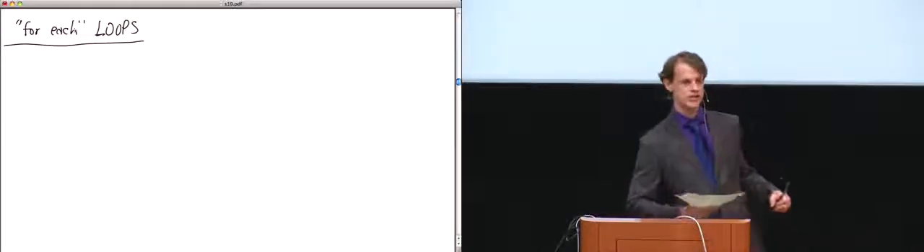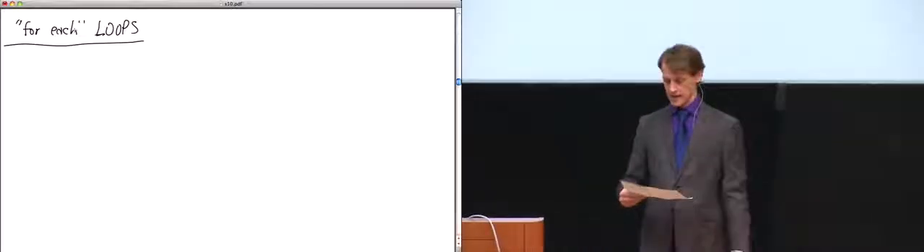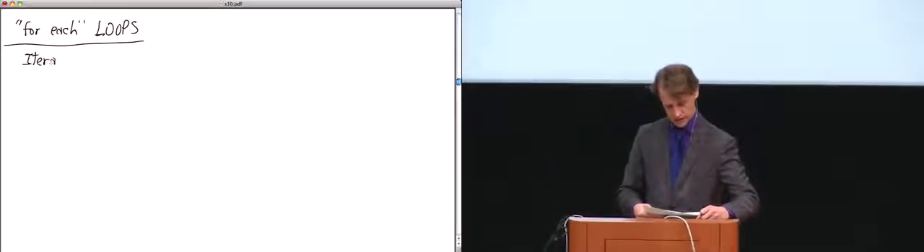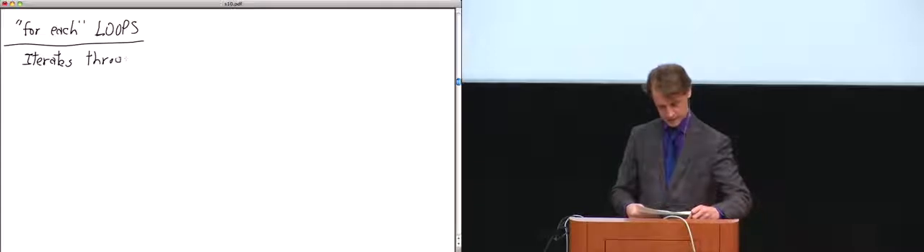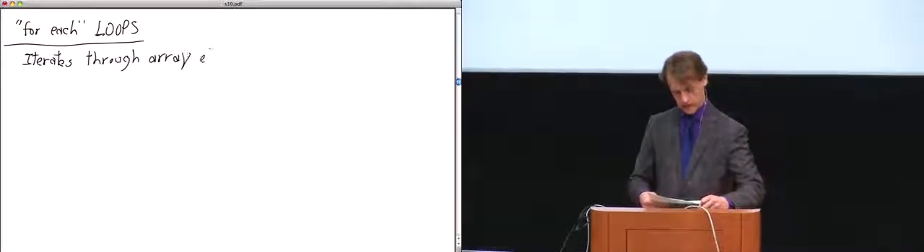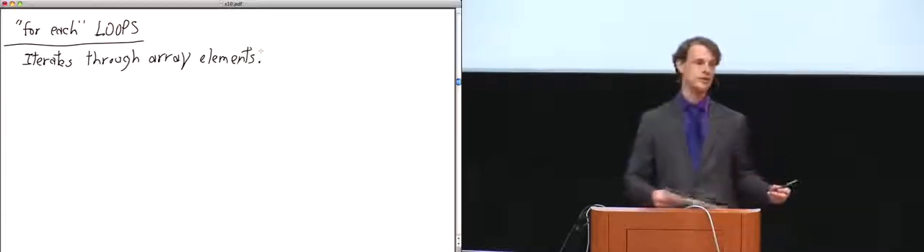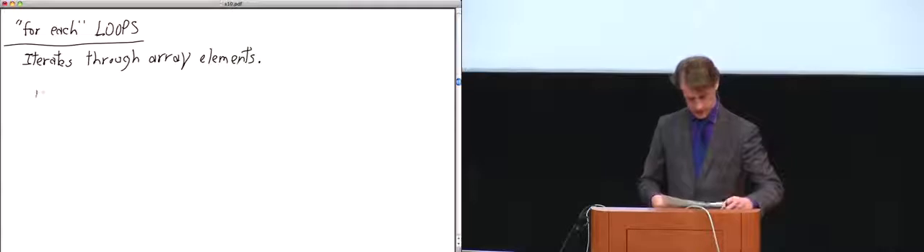A brief moment to just touch on a completely different topic that's useful occasionally. Java has another kind of for loop that I haven't told you about yet, which is specialized to just iterate through array elements. So you have an array, you want to do something with each of its elements. A for each loop is a fast way to do that. So for instance, here's an array.